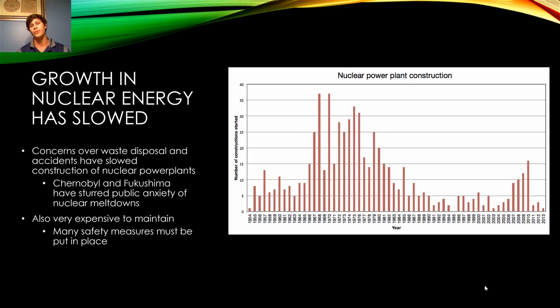growth in nuclear energy has really slowed in the last few years. Basically, all of these nuclear accidents have really contributed to public anxiety about nuclear meltdowns, and fear of nuclear meltdowns has really stalled the additional construction of nuclear power plants. In addition to all of this, nuclear power plants can be very expensive to maintain. There are a lot of different safety measures that have to be in place, and they're usually very, very expensive to continue to upkeep and implement. As a result of these factors, the construction of nuclear power plants has plummeted in recent years.